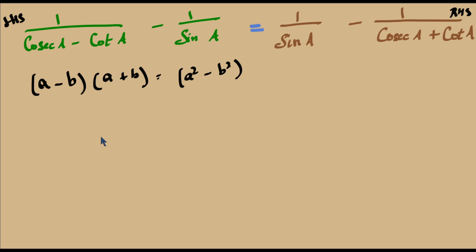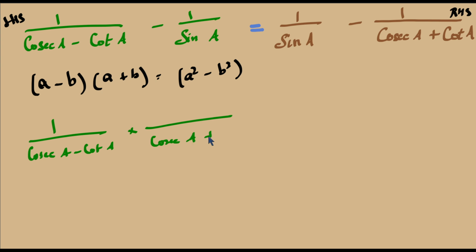So let's take the left hand side and start multiplying. 1 by cosecant A minus cot A. Its conjugate would be cosecant A plus cot A, but you cannot just multiply the denominator and leave it because the value of this expression would change. So the numerator is also multiplied by cosecant A plus cot A, and don't forget the minus 1 by sin A. This is our left hand side.